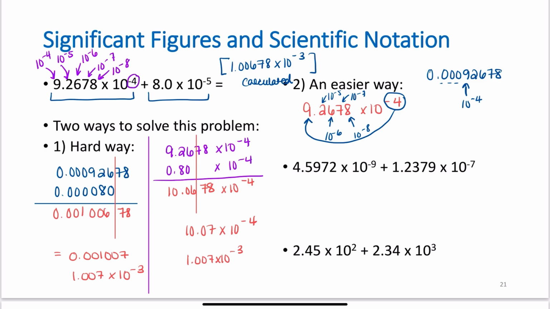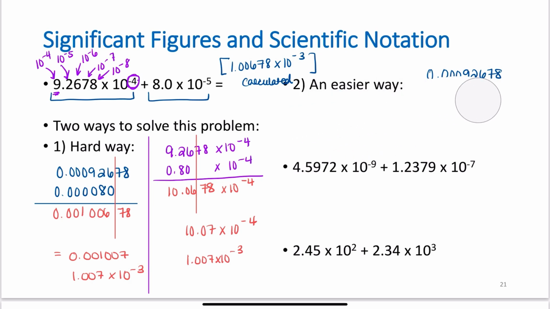Again, I know this because the negative 4 here is describing the position of that very first number. If I do the same thing to 8.0 times 10 to the negative 5, this negative 5 is describing where the 8 is, which means this 0 has to be at the 10 to the negative 6 position. So 10 to the negative 5, 10 to the negative 6.